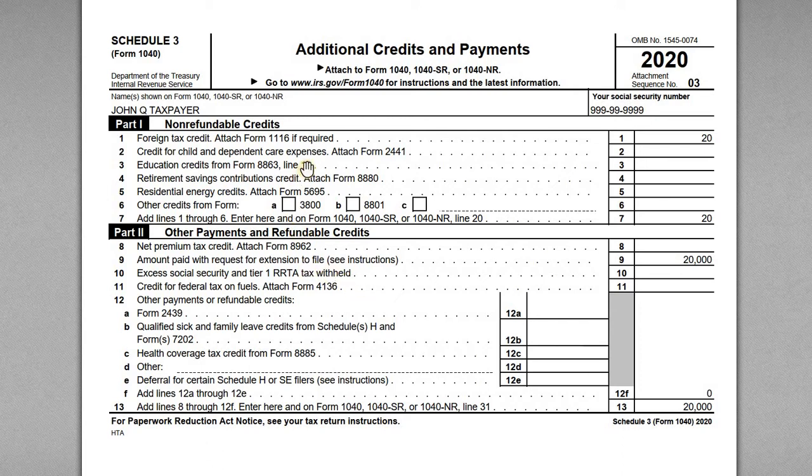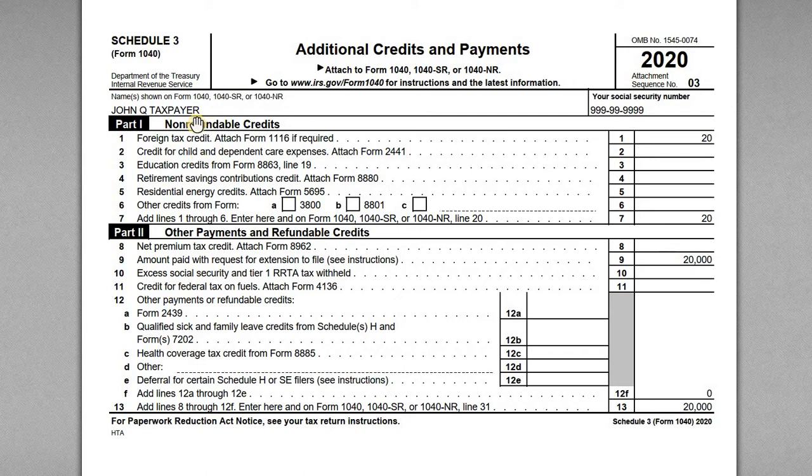I just want to go through each line item in a high-level discussion, point out when you might need to complete these fields and what additional forms might be required to be attached to the tax return itself. So if we start at the top, Part 1, non-refundable credits.